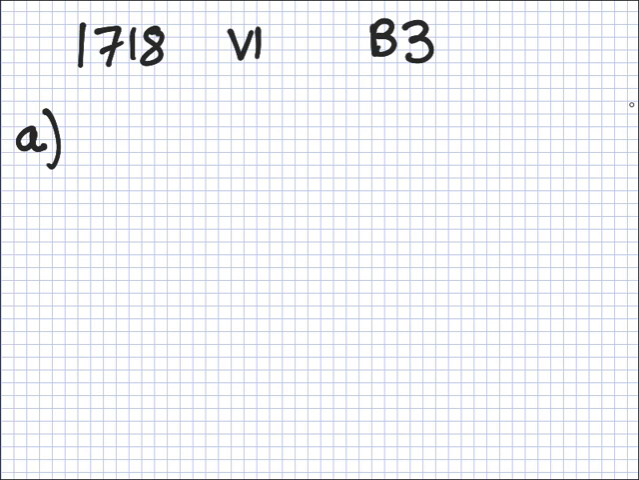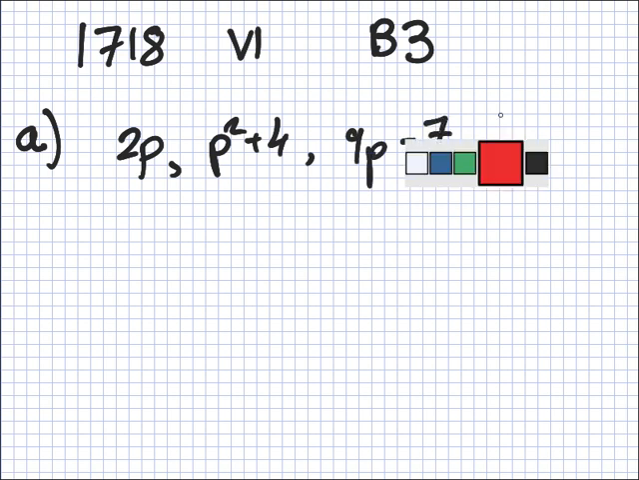Okay. So let's look at the first one. 2p, p squared plus 4, and 9p minus 7 are in arithmetic progression. So, firstly, what does that mean? They're in arithmetic progression. Yeah, you think you know, Abir?